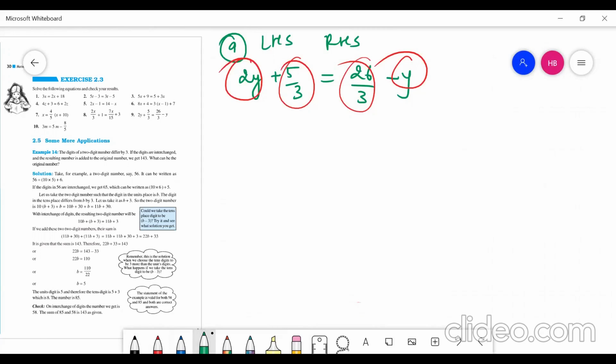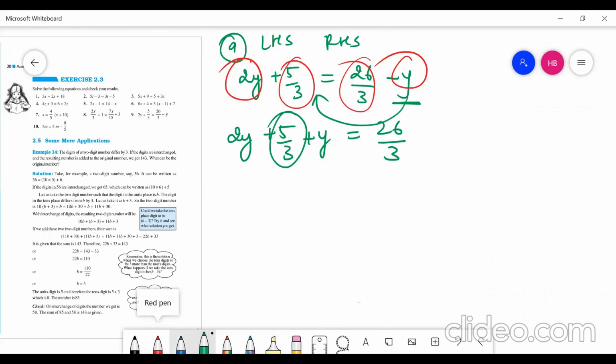So now I'm going to get all the variable terms on one side of the equation. So I'm going to transpose y to the other side of the equation. Since it is in subtraction, if I transpose this to the other side of the equation, it would be in addition. So it would be 2y plus y is equal to 26 by 3. Now there is a constant term here also. I need to transpose the constant term to the other side of the equation. It would be 26 by 3 minus 5 by 3, because it's in addition. If I transpose this to the other side of the equation, it will become minus 5 by 3.